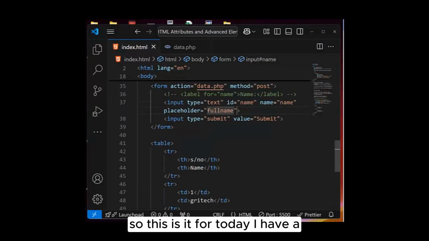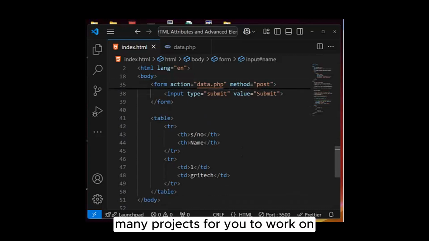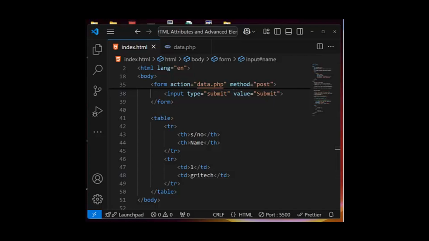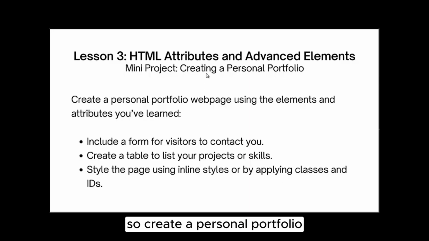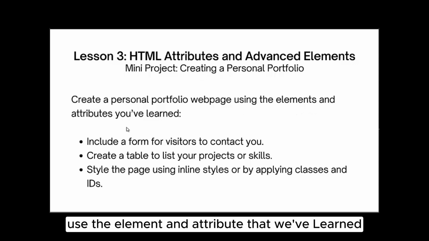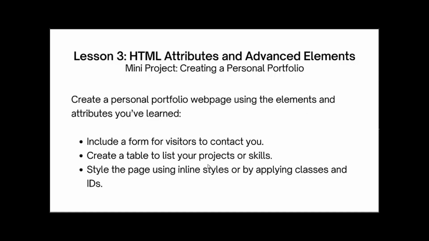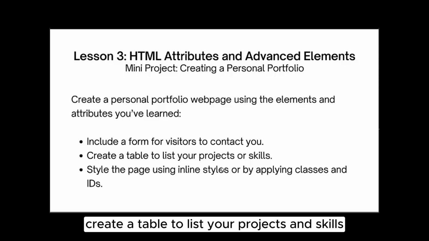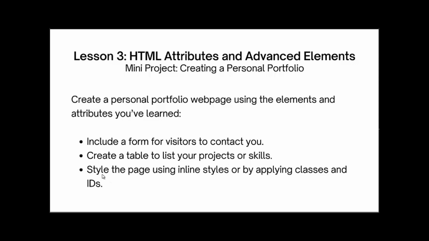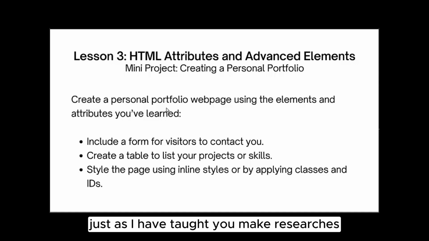So this is it for today. I have a mini project for you to work on. Create a personal portfolio. Use the elements and attributes that we've learned. Include a form for visitors to contact you. Create a table to list your projects and skills. And style the page using inline style or by applying classes and IDs, just as I have taught you.